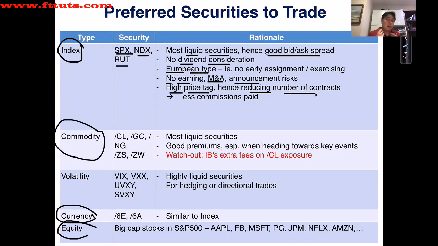We also like to trade options on commodity futures. So for example, whenever you see slash, like this is slash, it's a futures, it's a future security, right? So slash CL, these are oil futures. Slash GC, these are gold futures. And NG is natural gas.